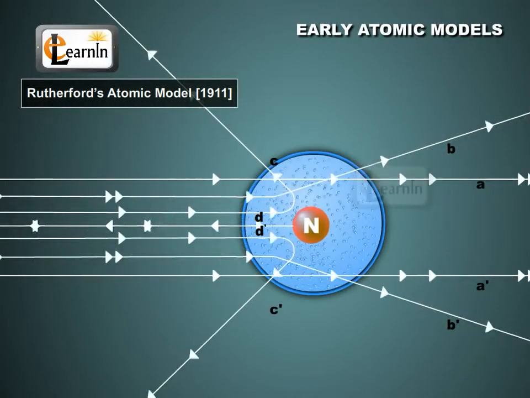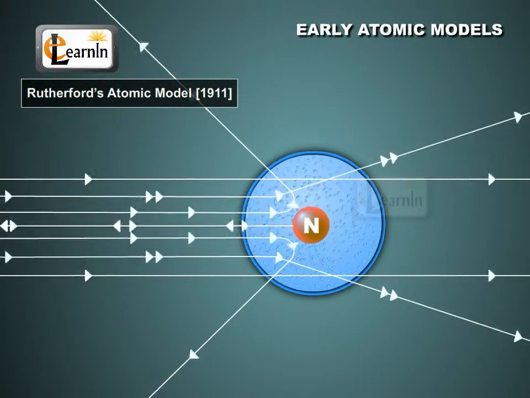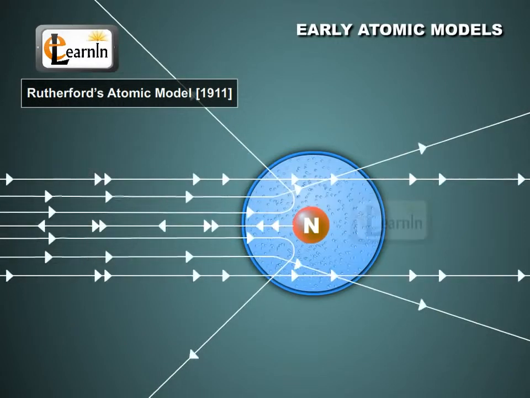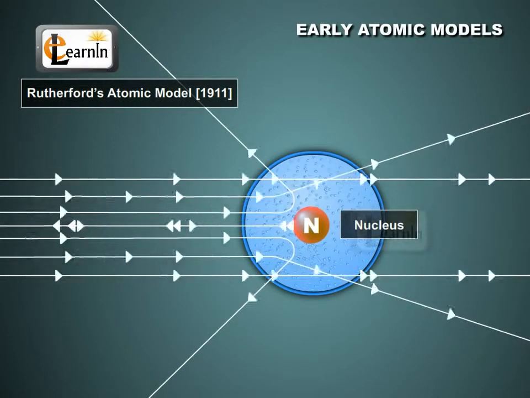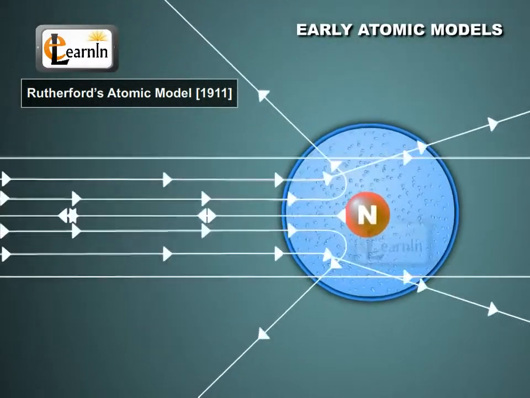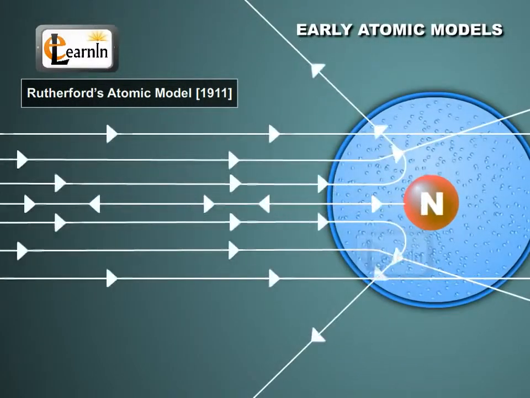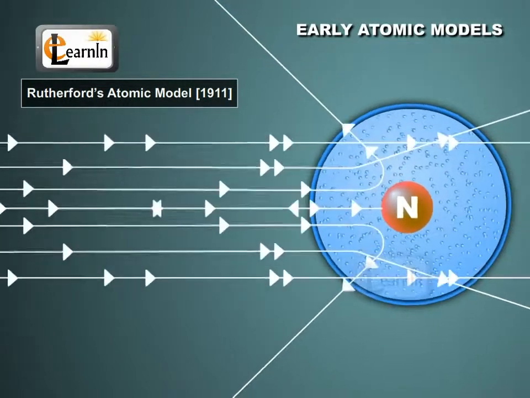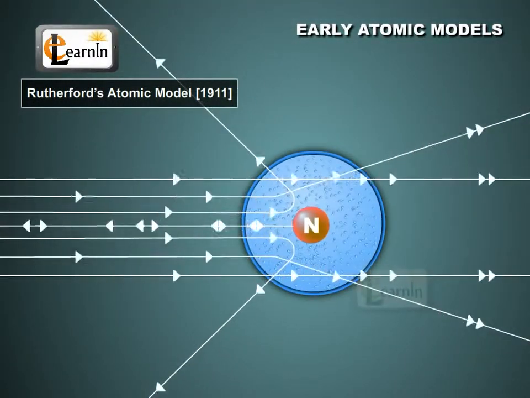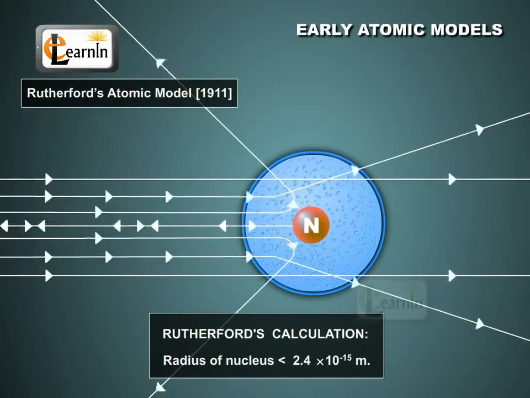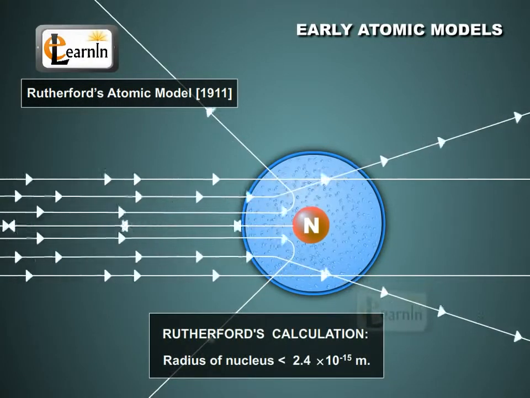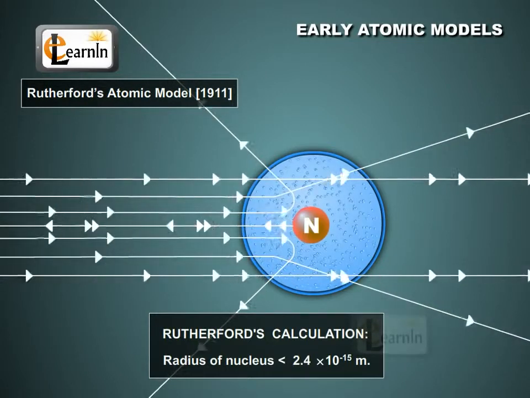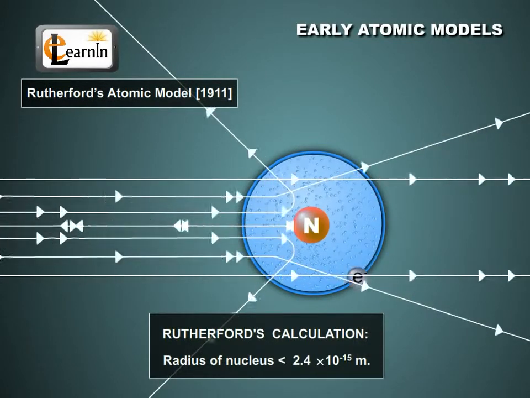Rutherford argued that this would be possible if all the positive charge and the mass of the atom was concentrated in a very small central region, which he called the nucleus of the atom. Then, the large angle deflections of alpha particles are due to the electric repulsive forces caused by the nucleus. From the data obtained in this experiment, Rutherford calculated the radius of the nucleus and found it to be shorter than 2.4 × 10^-15 meters, or 2.4 quadrillionth meters.